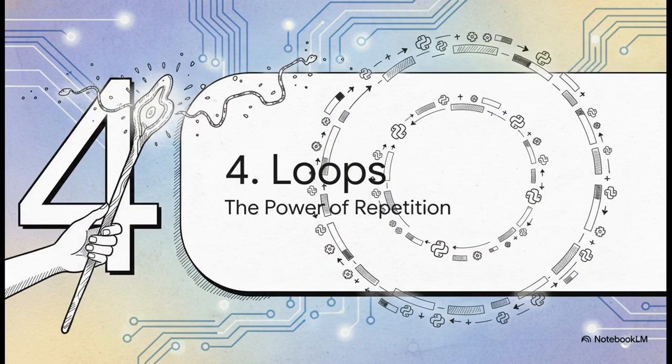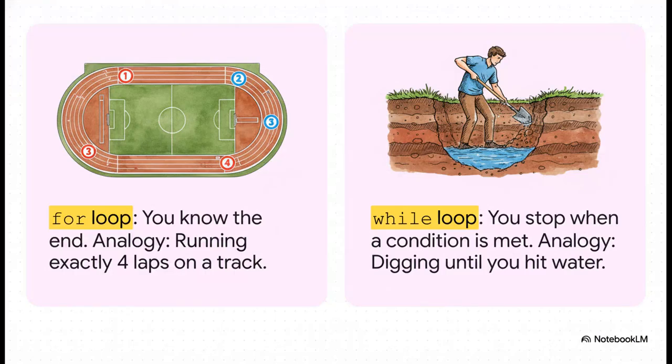Now we get to the real magic. This is where programming starts to feel like a superpower. We're talking about loops, the key to automation, to doing tons of work with just a few lines of code. There are 2 main flavors of loops. You use a for loop when you know exactly how many times you need to do something, like running exactly 4 laps around a track. You use a while loop when you don't know the endpoint, but you know the condition for stopping, like, I'm going to keep digging this hole until I hit water.